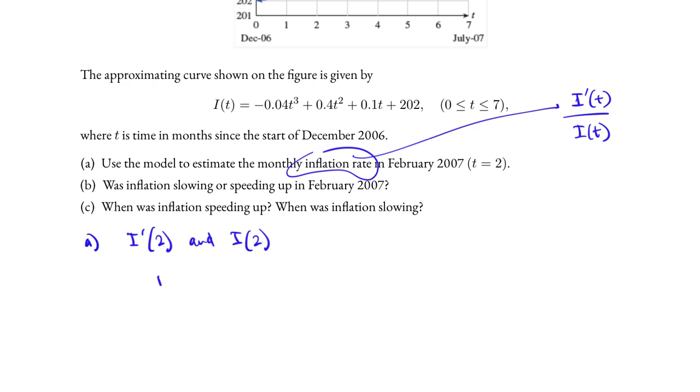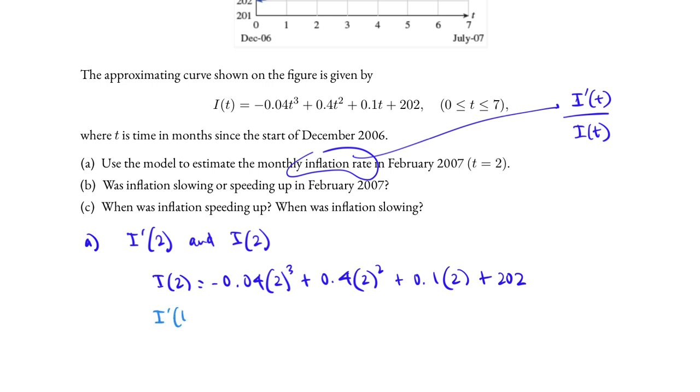I(2) is simply -0.04 times 2 cubed plus 0.4 times 2 squared plus 0.1 times 2 plus 202. Before we use a calculator to evaluate this, we need to find I'(2) as well. But in order to find I'(2), we first need to find I'(t).